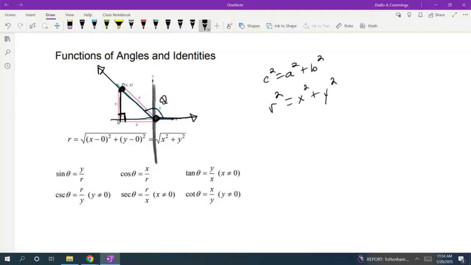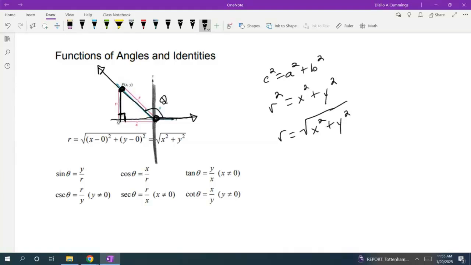We never really solve for r squared. We always solve for r. So to simplify this formula a little bit, I'm going to take the square root of both sides. If I take the square root of r squared, I get r. If I take the square root of x squared plus y squared, I get the square root of x squared plus y squared. So if you're ever in need of finding r, you would simply use this formula. It's equal to the square root of x squared plus y squared.